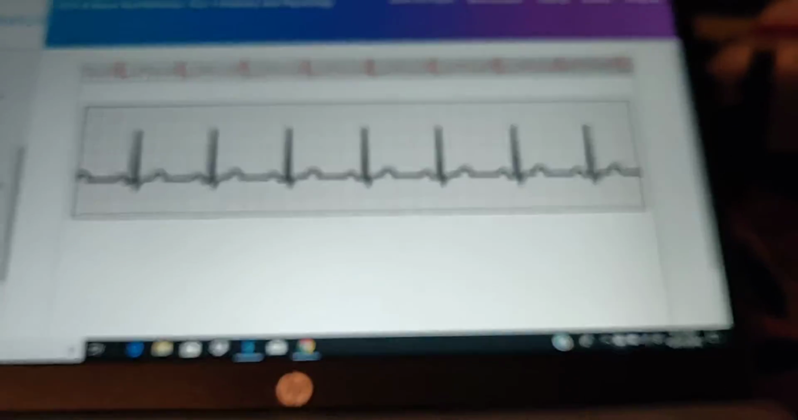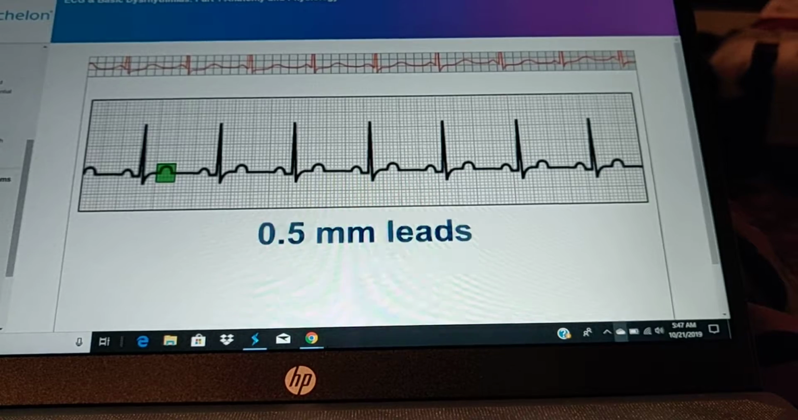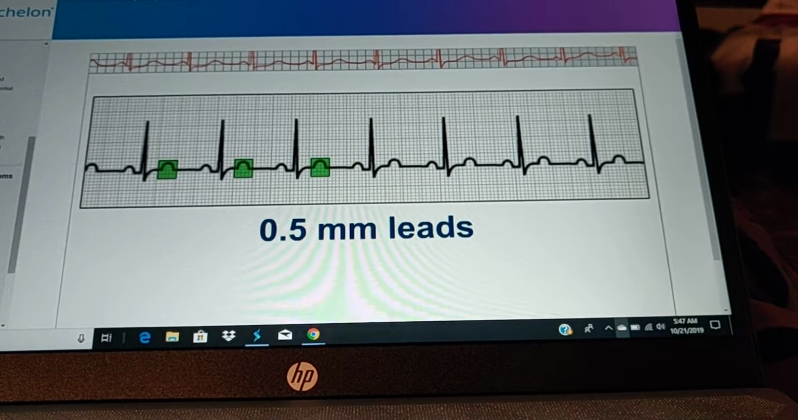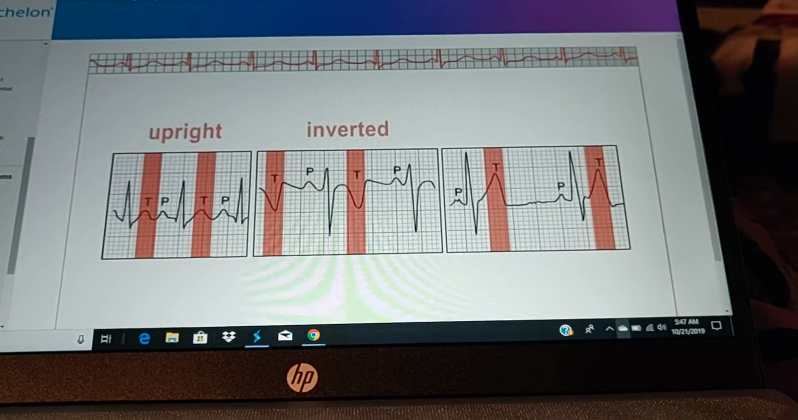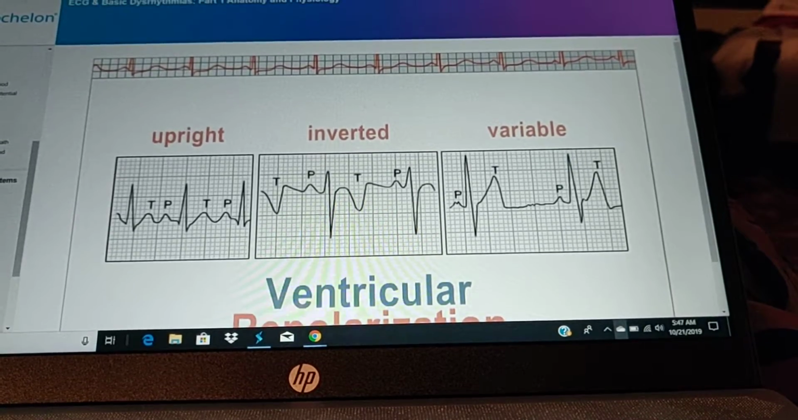Following the ST segment is the T wave. The amplitude of the normal T wave is 0.5 millimeters in leads 1, 2, and 3, and up to 10 millimeters in the precordial lead. It may be upright, inverted, or variable depending on the lead used. The T wave represents ventricular repolarization.